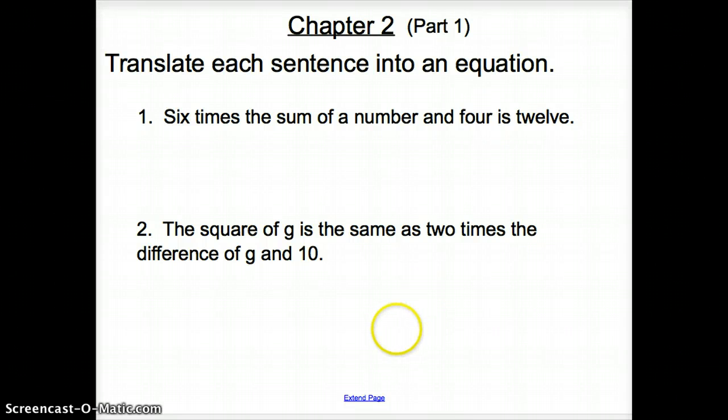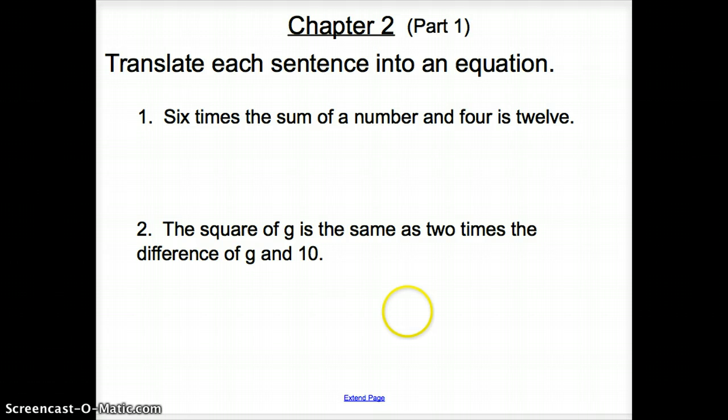Hey everyone, welcome to Chapter 2 as we start with translating sentences into equations. Now here's a hint with these sentences. Go ahead and read them through the first time. Don't write anything else down. Think about them a little bit and then go back through, read them, and see what you can piece together.